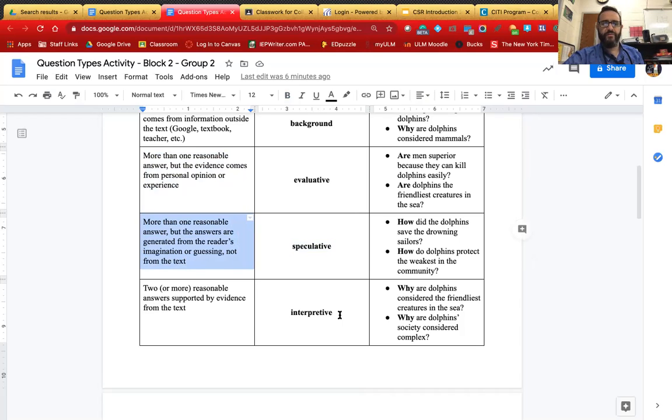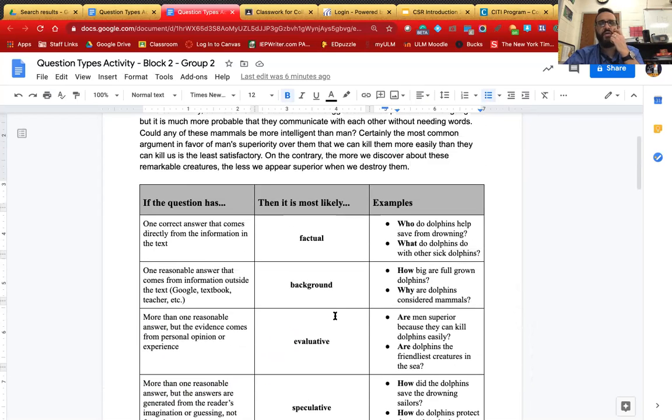And then interpretive. For me, interpretive are the best questions for comprehension. Because what these questions do is that there's 2 or more reasonable answers, and it is supported by evidence from the text. And if you notice, both of my interpretive questions start with why. To start off, I think that's a good way to think about it. These are why questions that relate to the text.